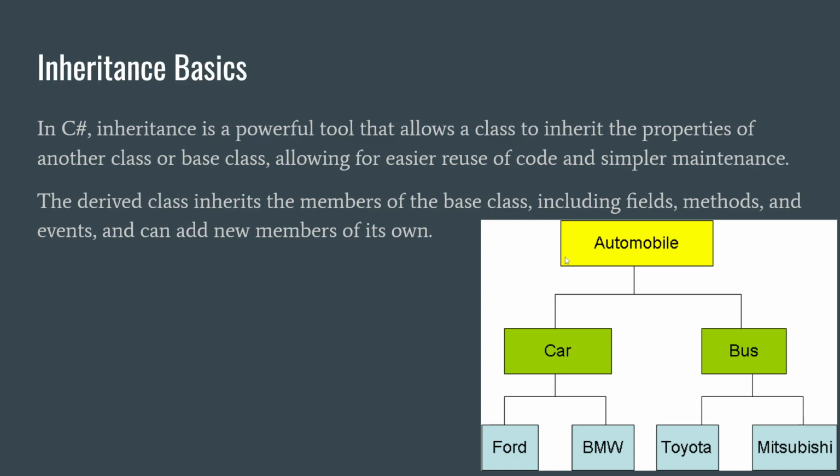So to give you an example, I have a picture right here, right? We have an automobile, which is our base class. Okay, this is our base class, and then car and bus, which are the derived classes of automobile. You know, so that's why these are known as derived classes, because they derive from the automobile, right? And then now in car we have Ford and BMW, so that means now Ford and BMW are going to get pretty much every method or field that car has, like it says right here, right? The derived class inherits the members of the base class, including fields, methods, and events, right?